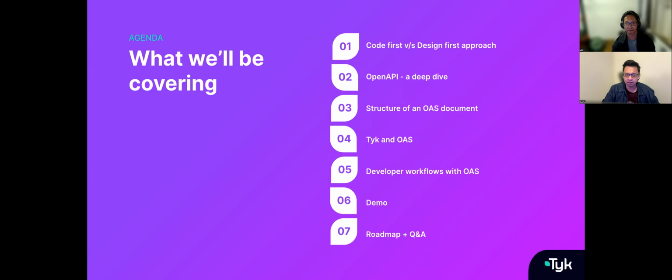Then we go into the main topic for today, which is going to be OpenAPI, and we're going to be doing a deep dive into this. We are going to be looking at the structure of an OAS document. We're going to be going through every single bit of it, especially the ones that are very, very important.